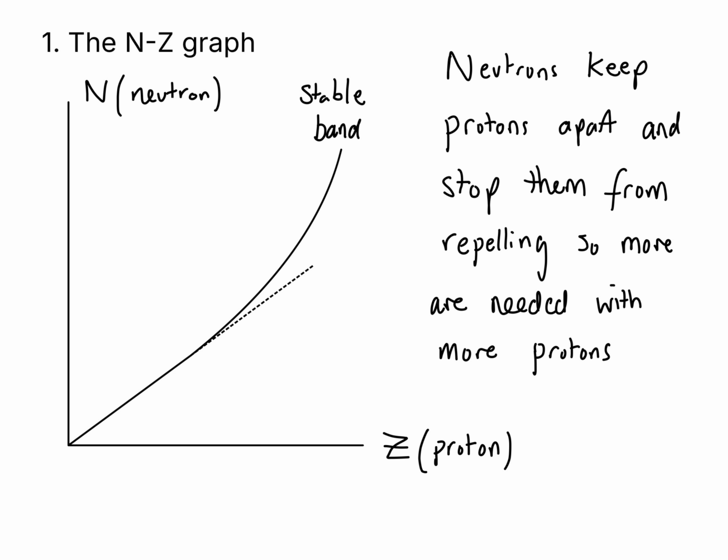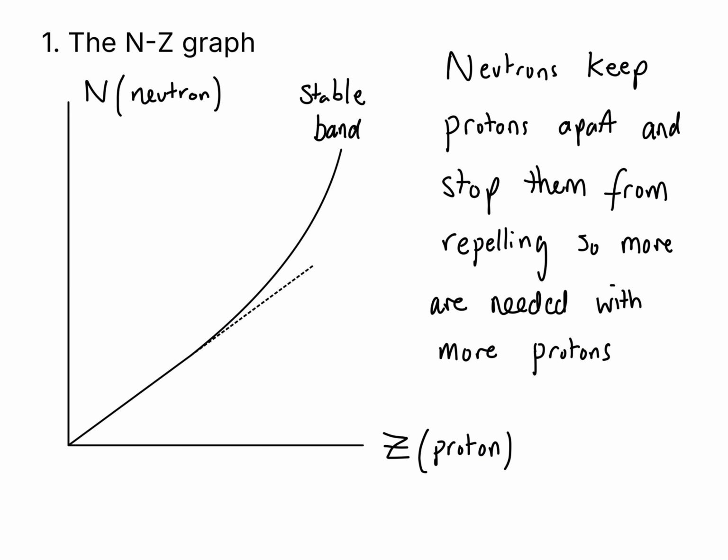Here is the most useful graph in nuclear physics. Neutron number running up the side, proton number along the bottom, with a band of stable nuclei running through the middle. Why does this band exist at all? Because neutrons act as the buffer. Protons repel each other electromagnetically and would blast the nucleus apart, so you need neutrons in between, adding strong force attraction without adding any repulsion.